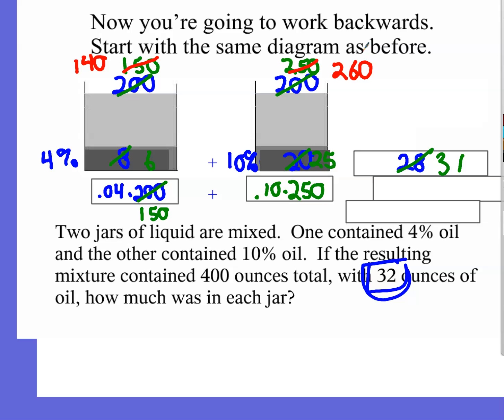So now we got to figure out 4% of 140 and 10% of 260. So 4% of 140, I'm pretty sure is 5.6. Let me check that. Yep, 5.6. And 10% of 260 is 26. When I add those together, I get 31.6. Well, hey, I'm getting closer.